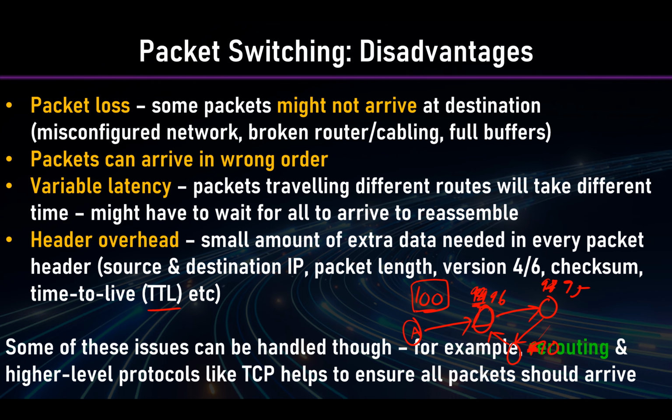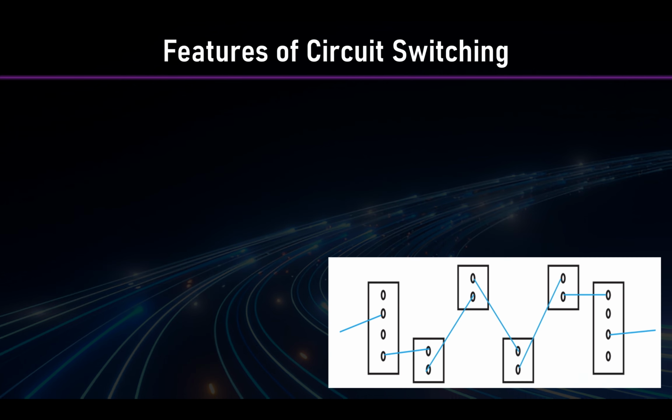And again, some of these issues are actually not that important because, for example, with rerouting, the packets go in different ways if there's an error. And again, high-level protocols like TCP are going to mitigate against some of these issues.